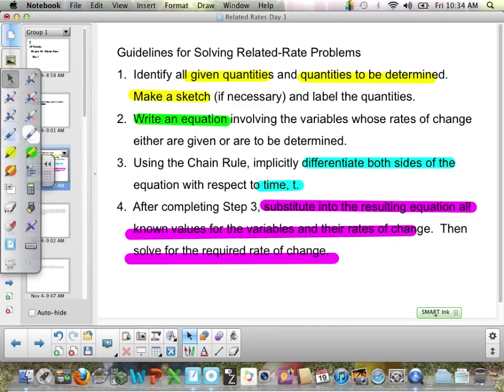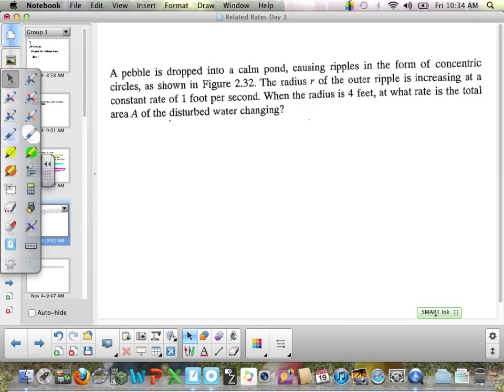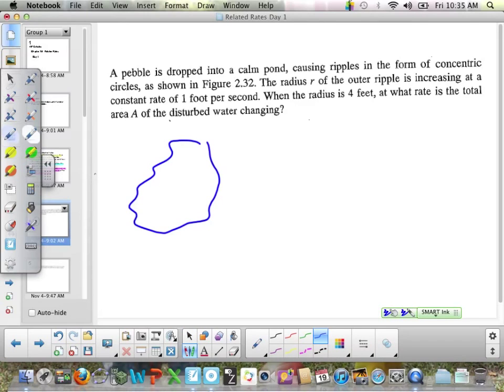So we'll start with the first problem. A pebble is dropped into a calm pond, causing ripples in the form of concentric circles. And I did not include the figure because I want you to draw it. The radius of the outer ripple is increasing at a constant rate of 1 foot per second. When the radius is 4 feet, at what rate is the total area of the disturbed water changing? So we'll draw a pond with the circles drawing out from the center where the rock was dropped.